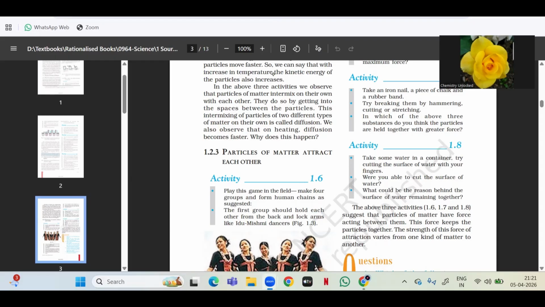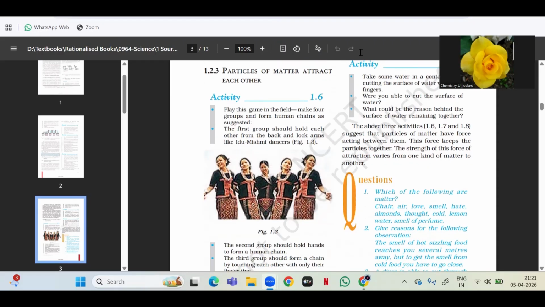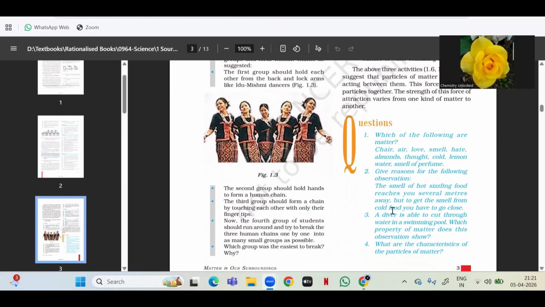Now let us go further. We have some questions based on whatever we have learned till now. Let's try these questions. Question number 1. Which of the following are matter? First, children, you have to think about what the definition of matter was. The definition of matter was anything which has mass and which occupies space. So let us test one by one.